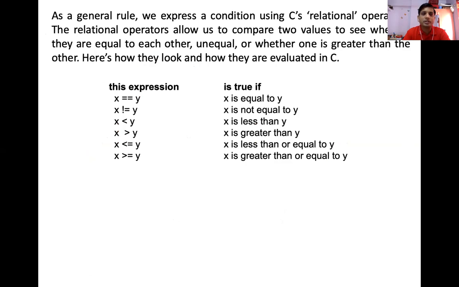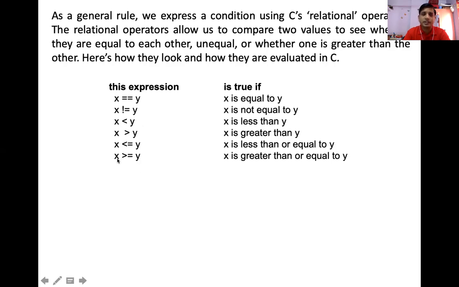Now, how to make a condition? We can make a condition by using the different relational operators. There are 6 relational operators present in C language. First one is equal to: x equal to y. This condition is true only if the value of x and value of y are the same. If both are same, it results as true, otherwise false. Same for the next one: x not equal to y. If the values of x and y are not the same, then the result is true, otherwise false. x less than y, x greater than y, x less than or equal to y, x greater than or equal to y have the same meaning here.